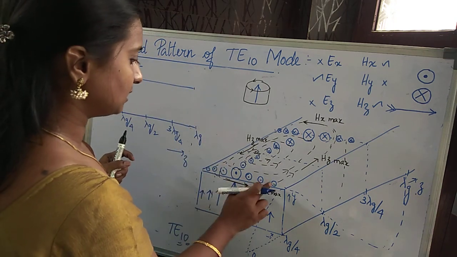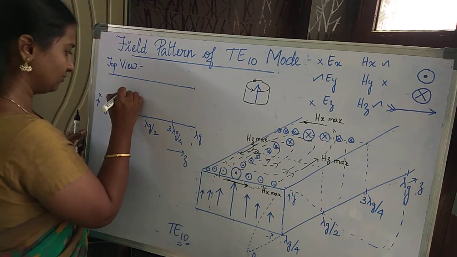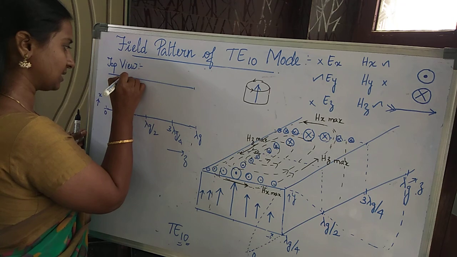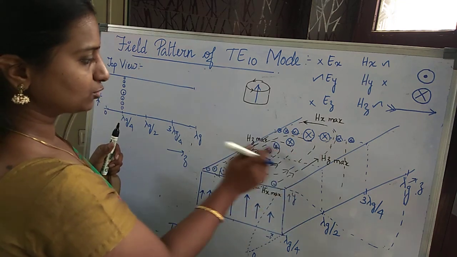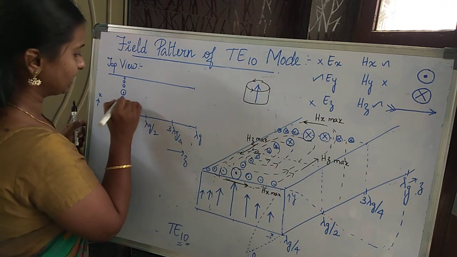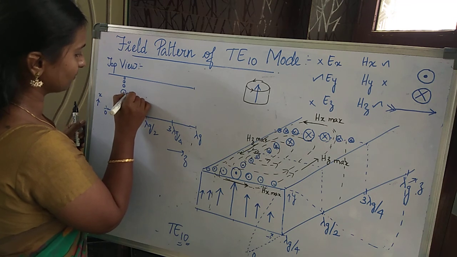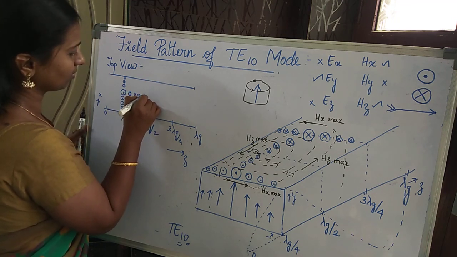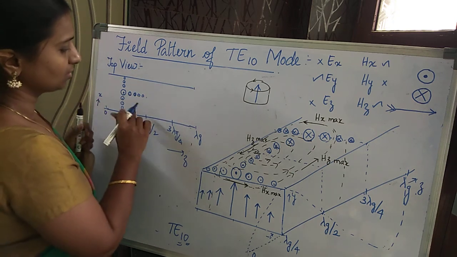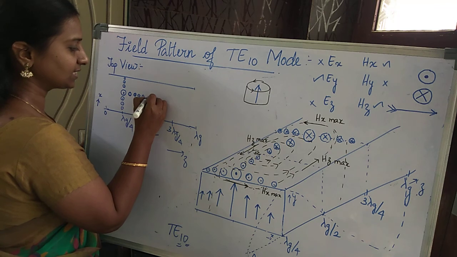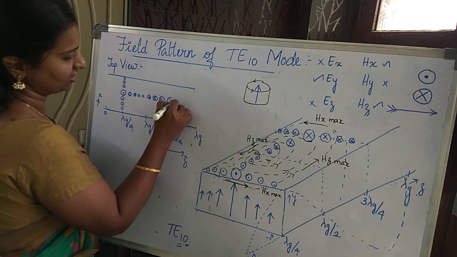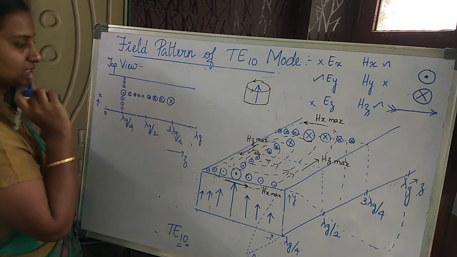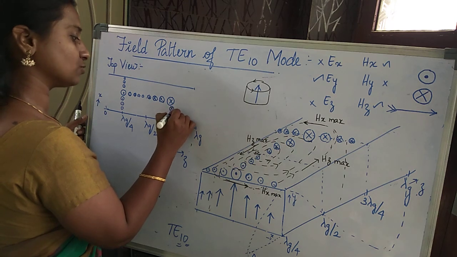So on the top view, at lambda g by 4, I can view the maximum intensity reducing towards the ends and becoming 0. This is in the positive direction. And at lambda g by 2, I do not have intensity at all because it has reduced in the forward direction also. So when it reaches 3 lambda g by 4, once again the intensity is increasing and reaching the maximum in the opposite direction. So it should be in cross marks. Same way in the sideways also.